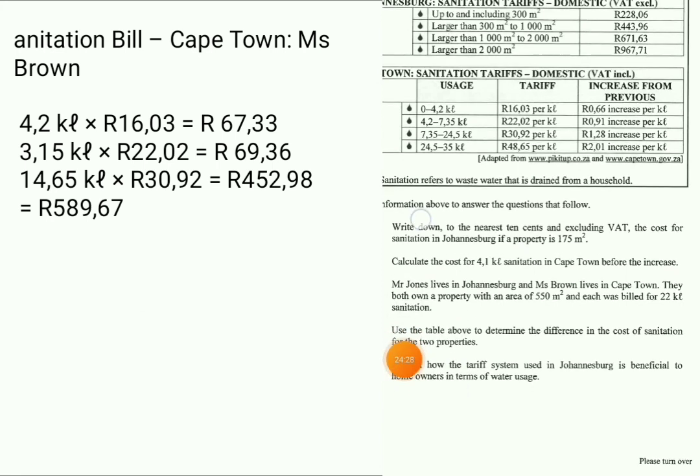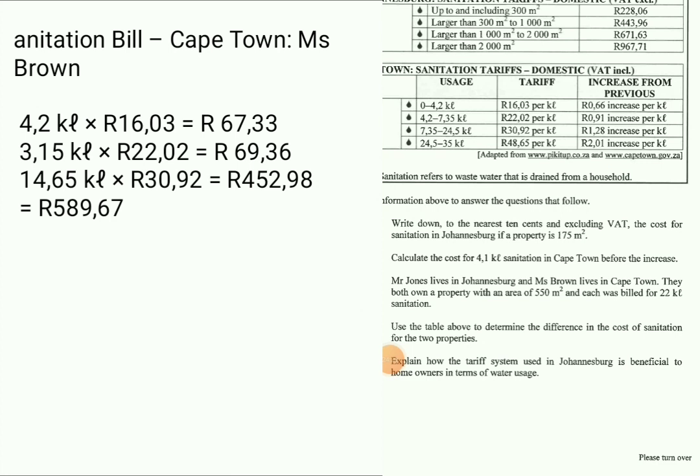So that's why we multiply 4.2 KL by 16.03. That's why we do that. Someone right now is probably asking, okay, why are we multiplying? Why are we saying 3.15 KL multiplied by 22 Rand? It's in front of you guys. You just say 4.2 minus 7.35.